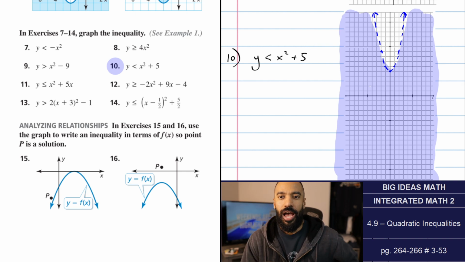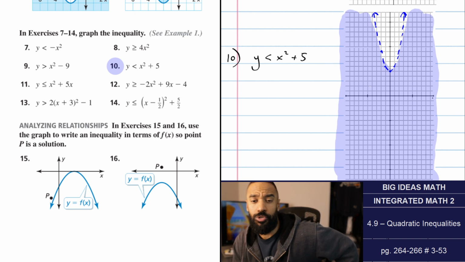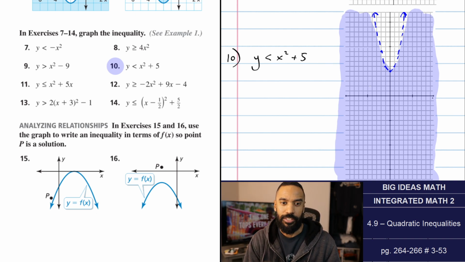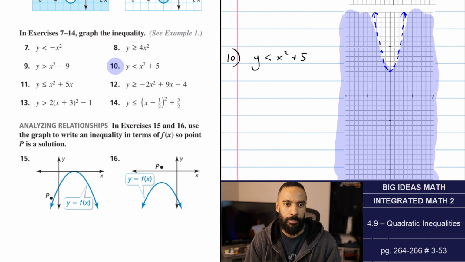I think this is one of the new ones. Anyway, so that would be it. 0, 0 should work, right? It would say 0 is less than 5. That's a true statement. And there is the graph for number 10.